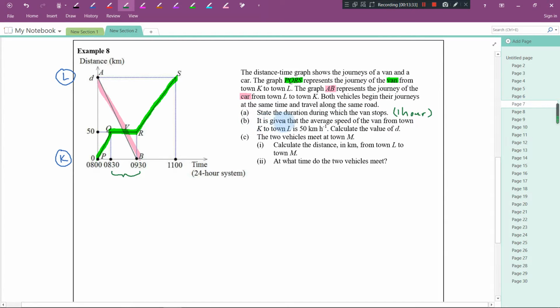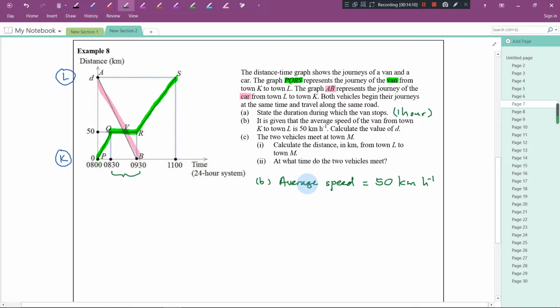Okay, B. It's given that the average speed of the van from town K to town L is 50 km per hour. Calculate the value of D. We want to find this value. So this is the average speed given by the question. So now we need to think, how do we get this average speed?